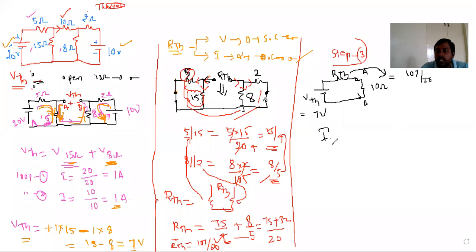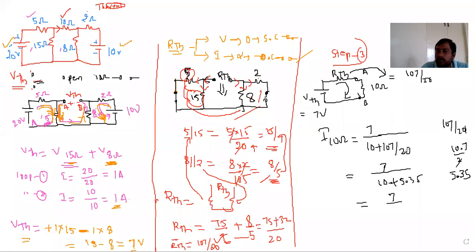Now the current through 10 ohms, in this direction, according to KVL, is the total voltage, V Thevenin, which is 7 volts, divided by the total resistance. R total is nothing but 10 plus 107 by 20. So 107 by 20 will be written as 5.35. So it is 7 by 10 plus 5.35, which is 15.35 amps.